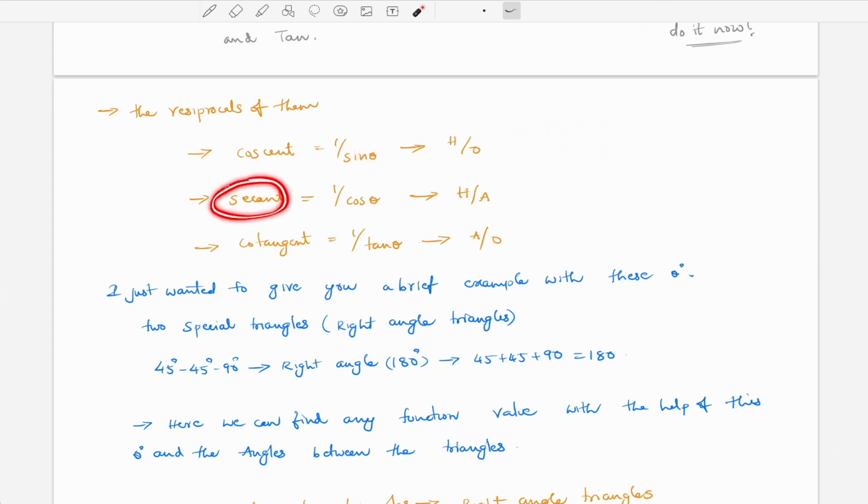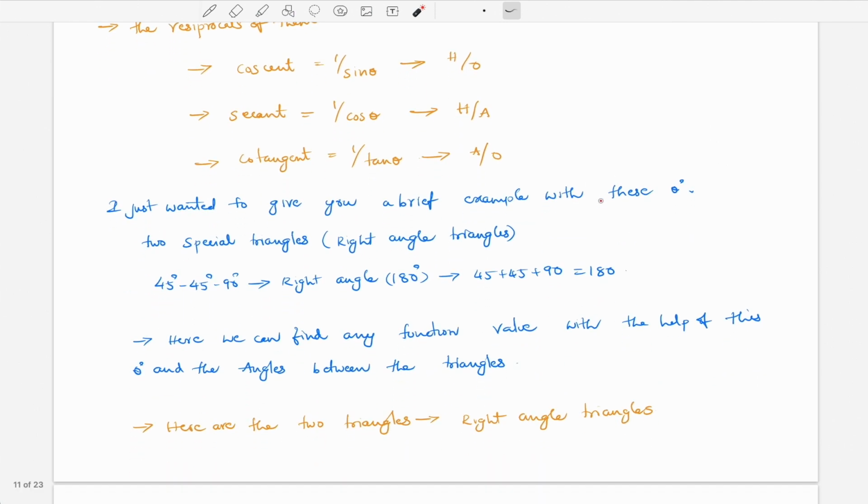What is the secant? 1 by cos theta, which is simply hypotenuse by adjacent side. So what is cotangent? It is the reciprocal of tan theta. So what is the tan theta value? Opposite side by adjacent, right? If it is reciprocal, then it will become reverse: A divided by O, which is adjacent side by the opposite side.